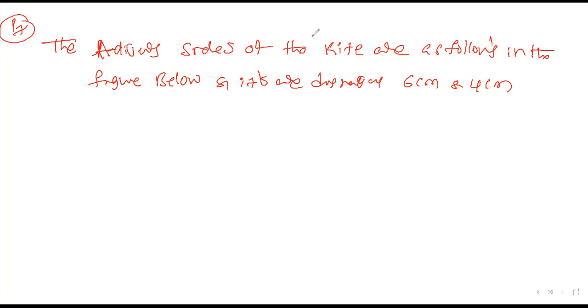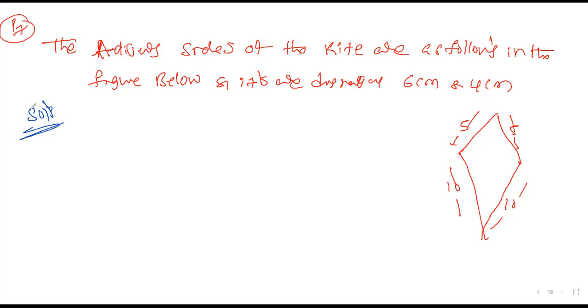In the question, they will mention the diagram also, because the diagonal lengths are given. The adjacent sides: let us take 5 centimeters for this one set, and 10 centimeters for the other adjacent sides. This is the data they mention. For the solution, the diagonal dimensions are 6 centimeters, the longest, and 4 centimeters, the shortest.